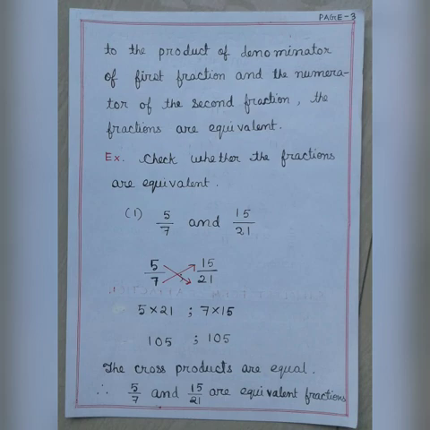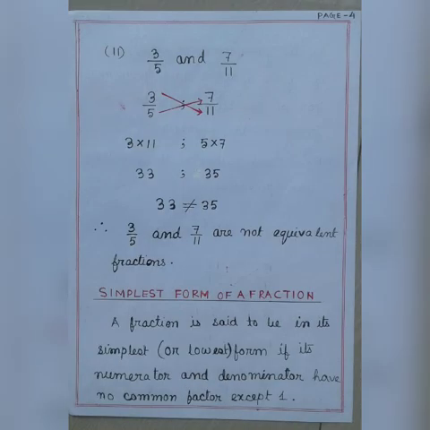Question number 3. Write 5 equivalent fractions of 12 by 36. As I mentioned in the class earlier, we can divide or multiply with same number both numerator and denominator. Example number 2, 3 by 5 and 7 by 11.